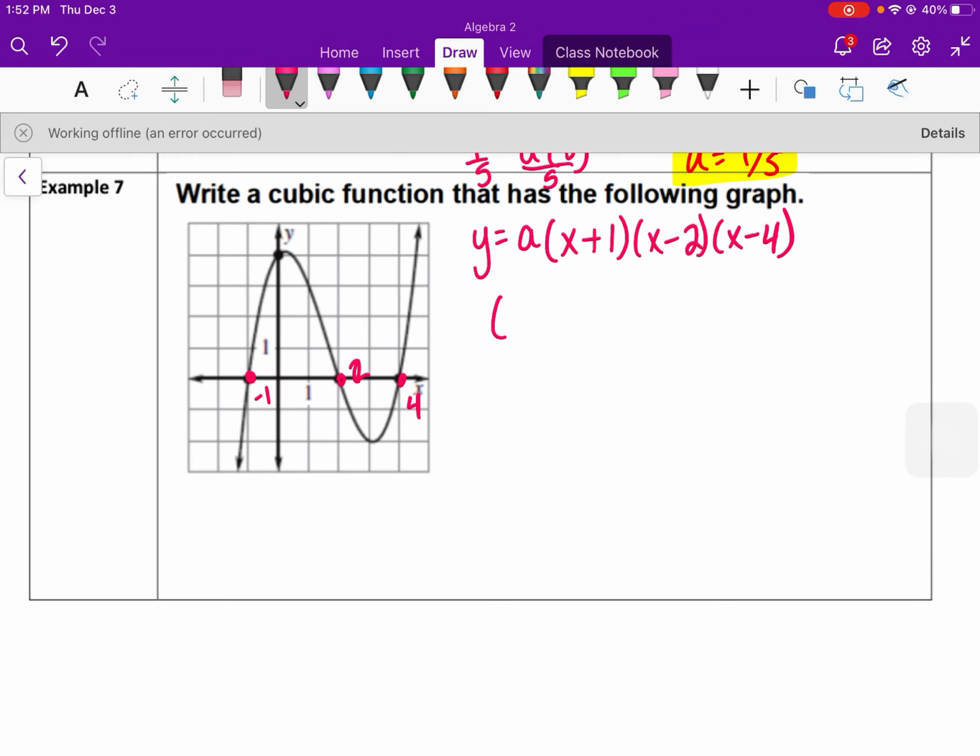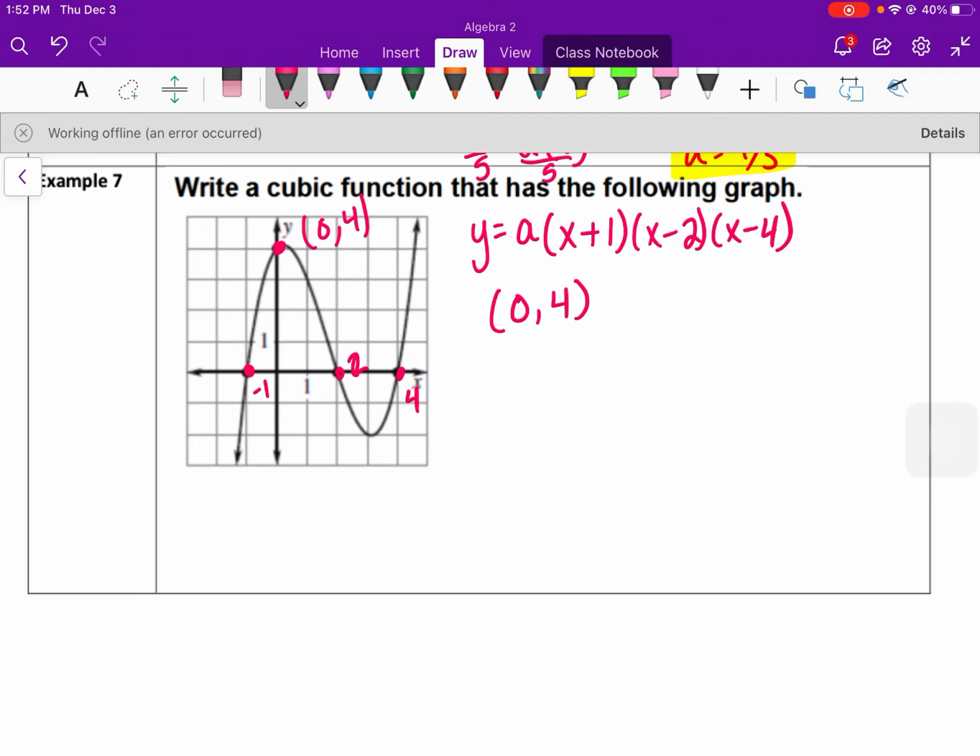Anyways, then choose an xy point on the cubic that is not one of the x-intercepts. Like this one, you can use the y-intercept. This is the point 0, 4. Try to choose a point that's given to you, because even though I could choose this 1, 3, I don't know for sure if that's exactly where it crosses. It could be a different point, close to that. So try to pick one that's given.